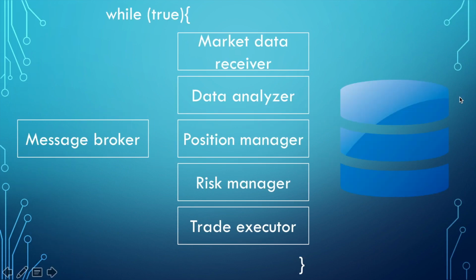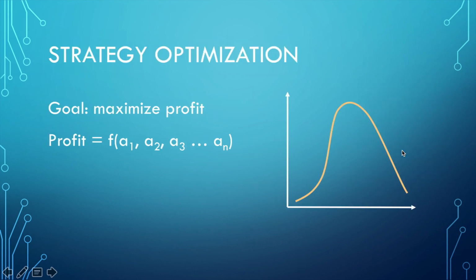In previous videos we have implemented almost all components of the event loop except trade executor. But before we start to execute real trades and work with real data, we have to optimize our strategy by adjusting parameters of our trading bot. There are many optimization algorithms, but we'll use the simplest one: iterating through multiple parameters and picking the most profitable parameters. Let's look at our strategy optimization goal.